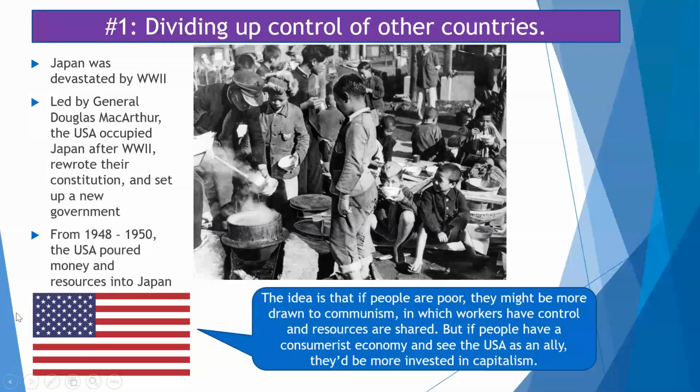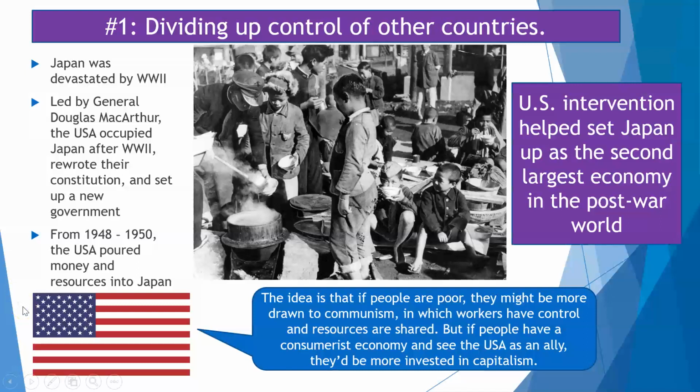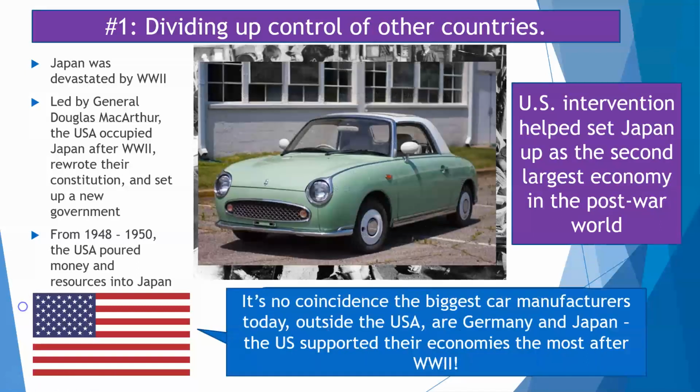The idea was that if people are poor, they might be more drawn to communism, in which workers have control and resources are shared. But then if people have a consumerist economy and they see the USA as an ally, they'd be a little more invested in capitalism. This is the logic behind the Marshall Plan. The USA intervention helped set Japan up as the second largest economy in the post-war world.